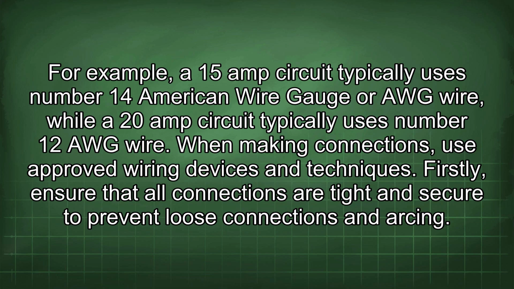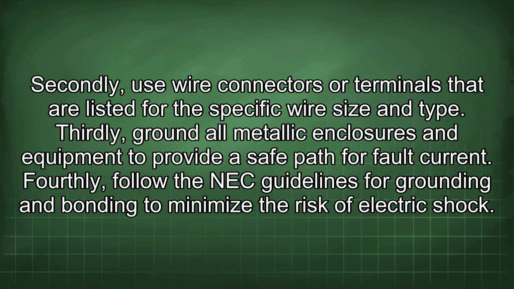When making connections, use approved wiring devices and techniques. Firstly, ensure that all connections are tight and secure to prevent loose connections and arcing. Secondly, use wire connectors or terminals that are listed for the specific wire size and type. Thirdly, ground all metallic enclosures and equipment to provide a safe path for fault current. Fourthly, follow the NEC guidelines for grounding and bonding to minimize the risk of electric shock.